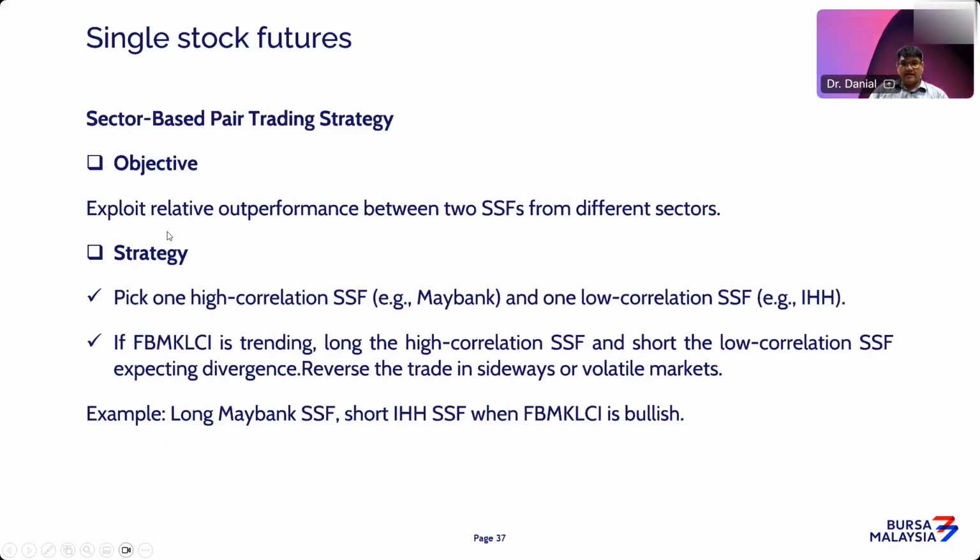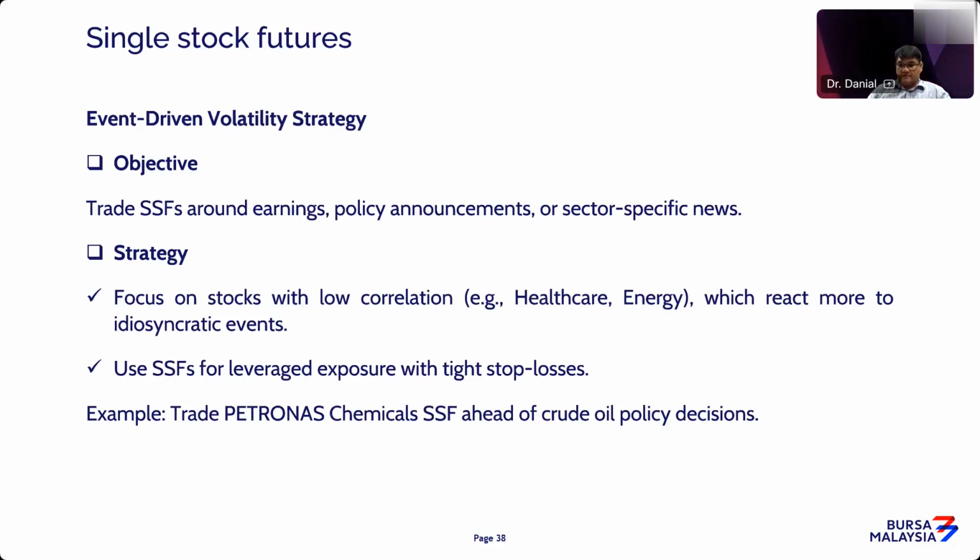Sector pair trading. To exploit relative outperformance, sometimes the stocks tend to outperform. So what we can do is pick one high correlation stock such as Maybank and one low correlation stock such as IHH. If FBM is trending, you can long the high correlation and short the low correlation. Theoretically, it will give you a somewhat safe position if you combine those two.